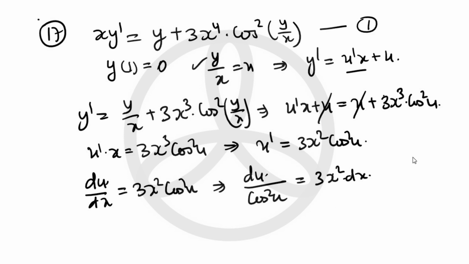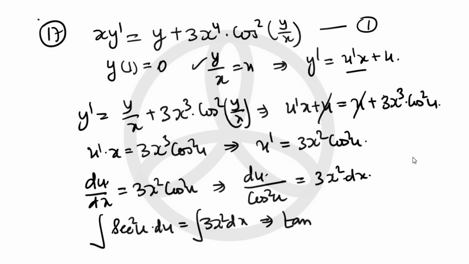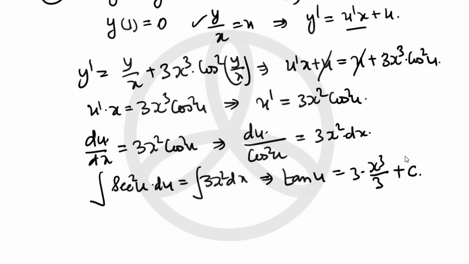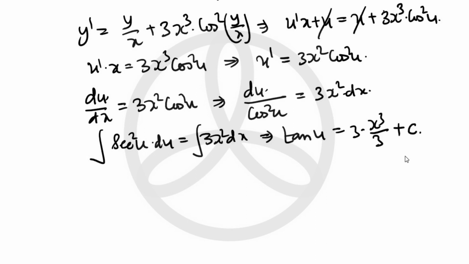Now this will become sec square u du, and this will become 3x square dx. We apply integration on both the sides, and we will get here, this will become tan u, and this will become 3x cube/3 plus a constant of integration c, and this will become tan of y/x, since we had assumed u is equal to y/x, and this will become x cube plus c.